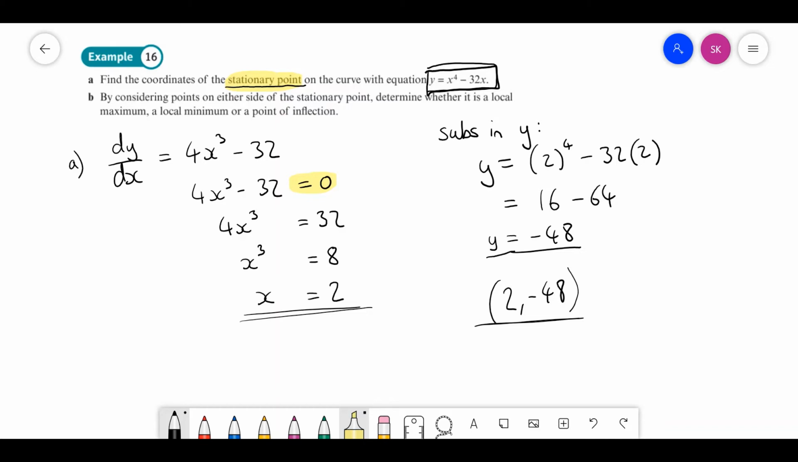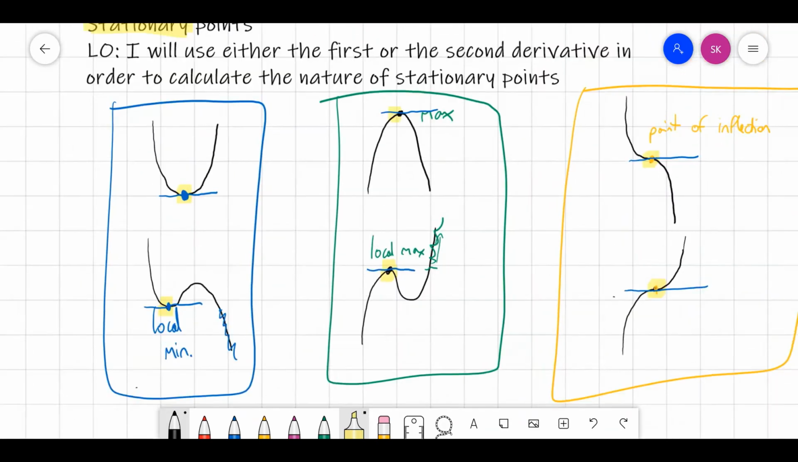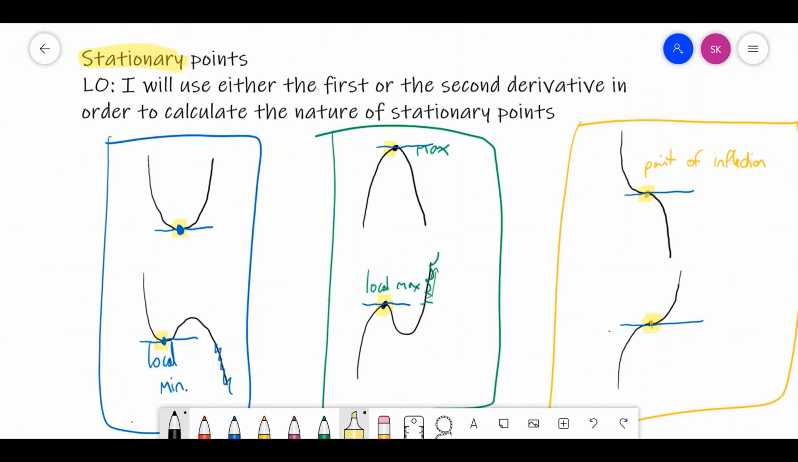So part B says, by considering points on either side of the stationary point, so here we have the stationary point, and we've got to consider points either side of it, to the left and to the right, determine whether it is a local maximum, a local minimum, or a point of inflection. Now let's go back to the learning objective today. I will use either the first or the second derivative in order to calculate the nature of the stationary points.